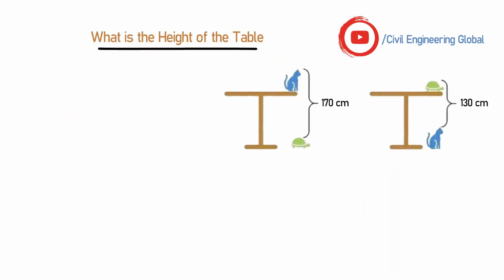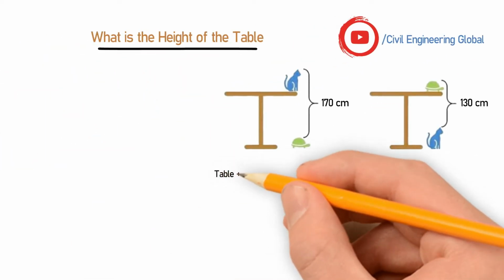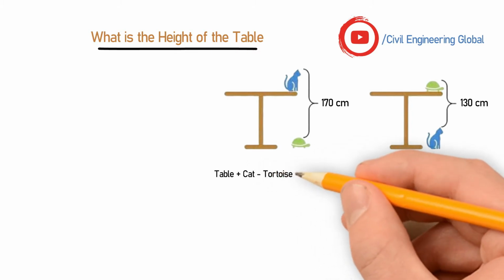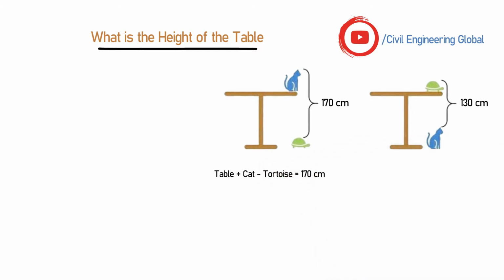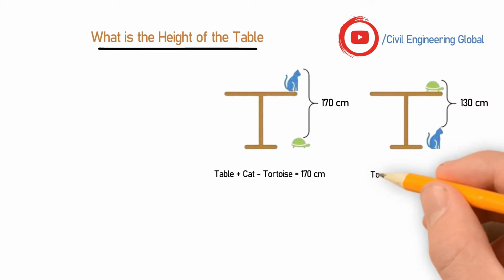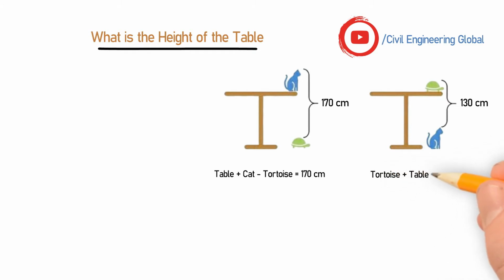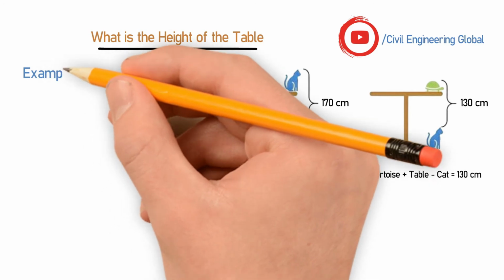So in this example, let's take the first case. In this first case, we have the table plus cat minus the tortoise is equal to 170 centimeter. In the second case, we have the tortoise plus table minus the cat is equal to 130 centimeter. So these are the data we get from the example.